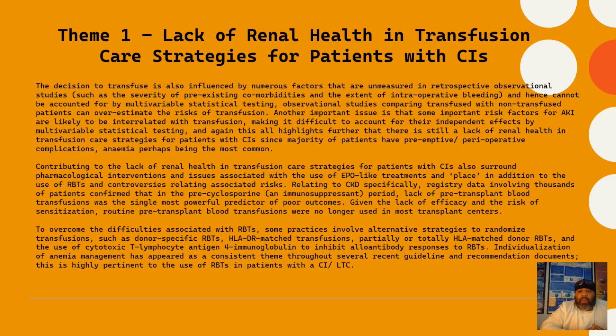Observational studies comparing transfused with non-transfused patients can overestimate risks of transfusion. Another important issue is that some important risk factors for acute kidney injury, for example, are likely to be interrelated with transfusion, making it a little bit difficult to account for the independent effects by multivariable statistical testing. And again, this all highlights further that there is still a lack of renal health in transfusion care strategies for patients with chronic illnesses, since the majority of patients can have preemptive or perioperative complications, anemia being the most common.